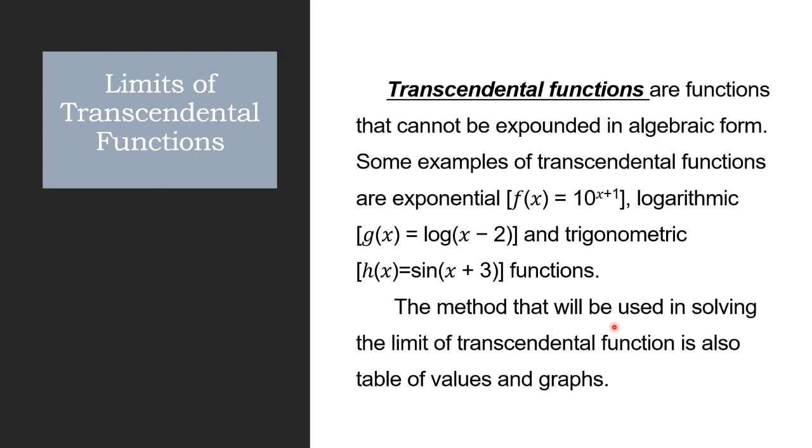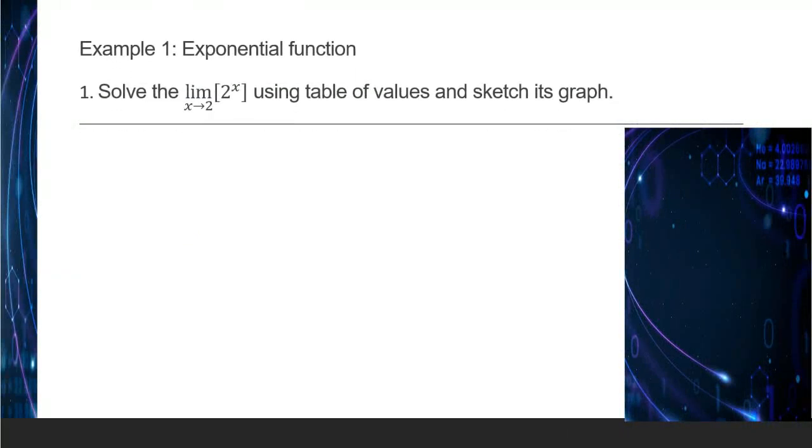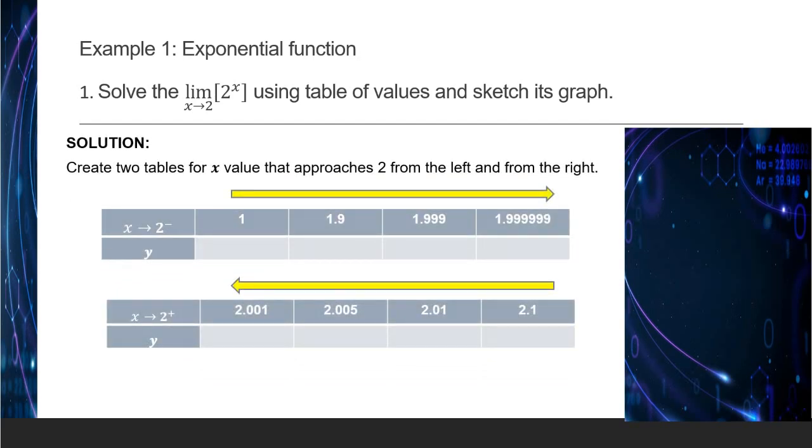So the method that will be used in solving the limit of transcendental functions is also table of values and graphs. Example number 1, for exponential function: we are going to solve the limit of 2 raised to x as x approaches 2 using table of values and sketch each graph. For the solution, we are going to create two tables of x values that approach 2 from the left and from the right.